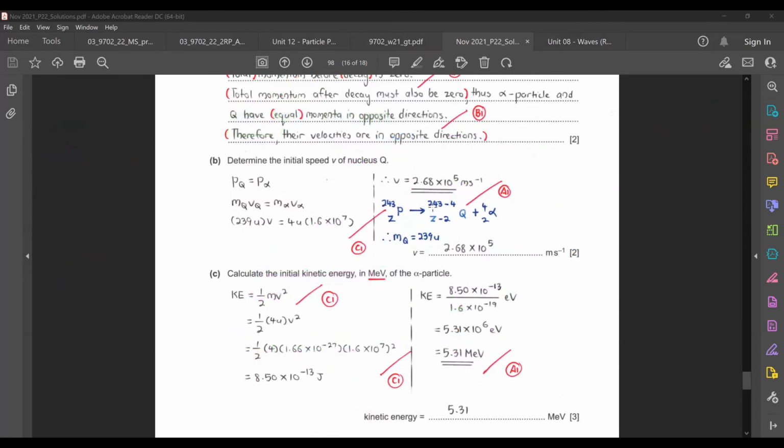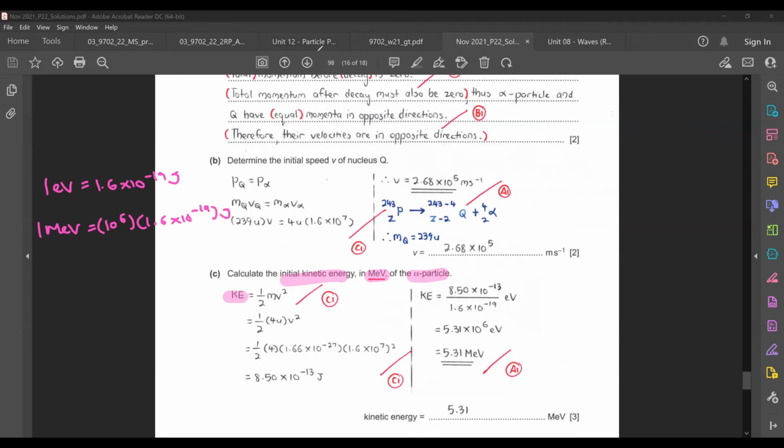Then I'll clear this one off. All right, then the last thing we'll do is calculate the initial kinetic energy in MeV of the alpha particle. This one I already mentioned before. Alicia did ask this before. 1 eV is 1.6 times 10 power minus 19 joules. 1 MeV is 10 power 6 times 1.6 times 10 power minus 19 joules.